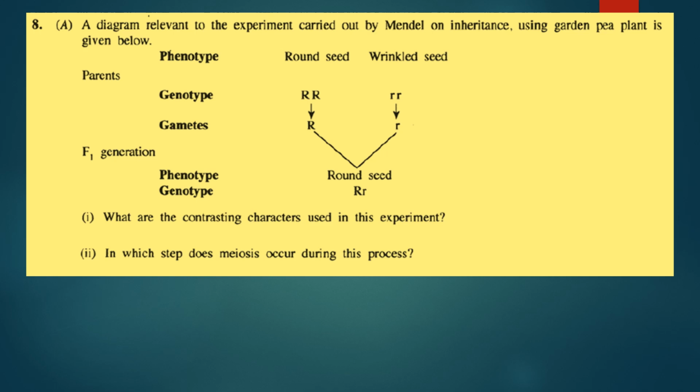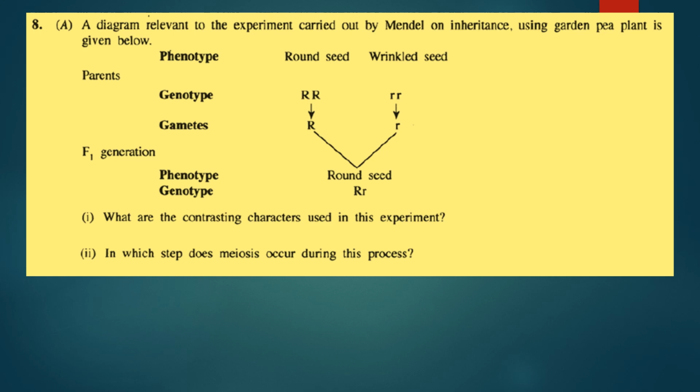Now write answers for question number 8 part A. A diagram relevant to the experiment carried out by Mendel on inheritance using garden pea plant is given below. Parents phenotype, round seed and wrinkled seed. Genotype, capital R capital R and simple r simple r. Gametes formed: capital R and simple r. F1 generation phenotype is round. Genotype capital R, simple r.